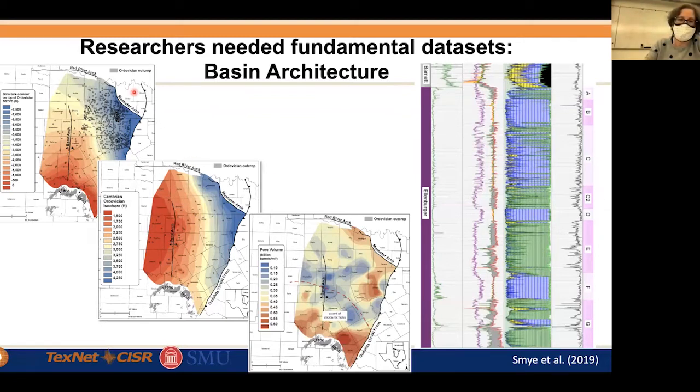I'm just showing some slices. Here's the top of the Ordovician, so that's the top of our injection unit. There's the base of the Ordovician. There's an extraction of pore volume. The thing to keep in mind is that the whole basin is essentially dipping, and this corner is Dallas County. So Dallas County is essentially at the down dip of the basin. That will come into play later.